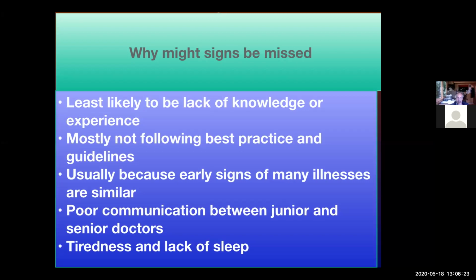Poor communication. Sometimes poor communication between the teams is the worst thing, because if you don't communicate effectively between you and other colleagues or senior doctors, then signs can be missed. Also tiredness and lack of sleep. These days some people work 24 hours, 48 hours or more, and they can't make a good judgment, and they will miss these signs, and there will be a lot of consequences for that.